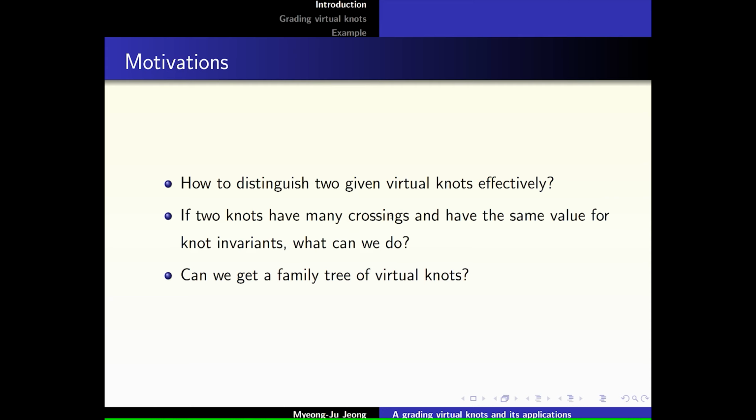If two knots have many crossings, and they have the same value for many knot invariants, then we will want to distinguish them by using another tool. So in this talk we will see some methods to compare some complicated virtual knots. And based on the grading of virtual knots, we will study a family tree of virtual knots. From the family tree, we can see a relationship between virtual knots.